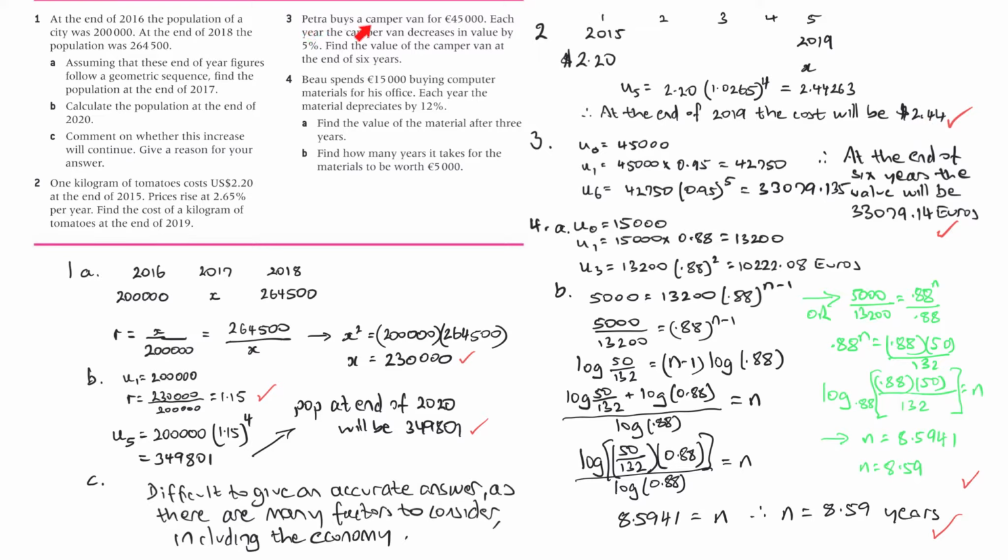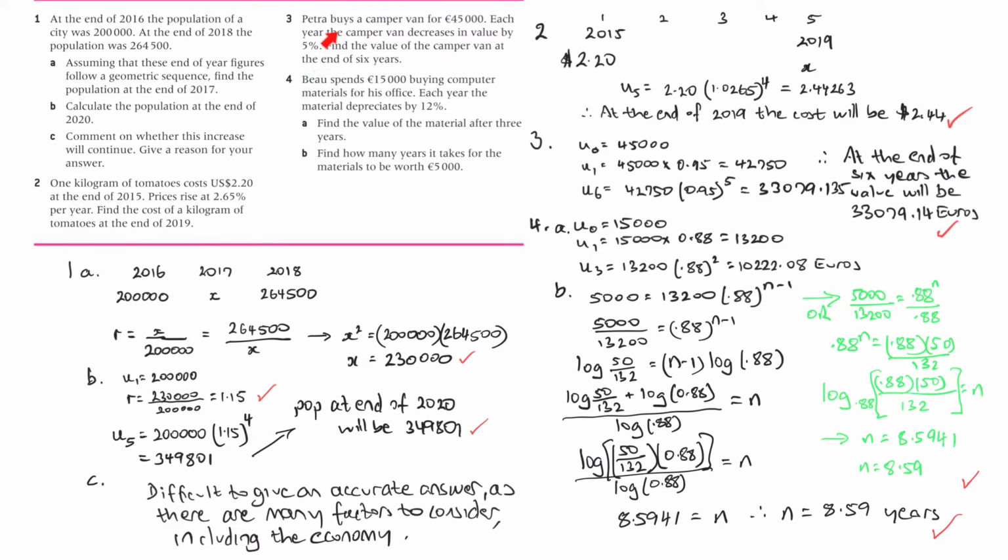3. Petra buys a camper van for €45,000. Each year, the camper van decreases in value by 5%. Okay, so we're going to expect that number to drop over the years, right? It depreciates, it decreases. Find the value of the camper van at the end of 6 years. So the first thing is to think about what's happening. We're looking for a number that's going to be less than that.